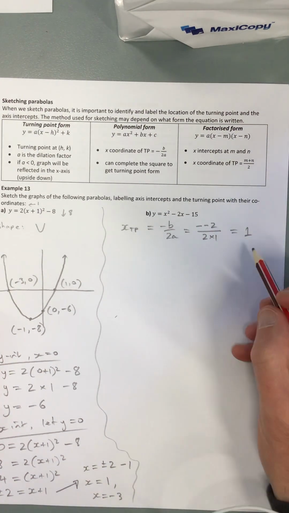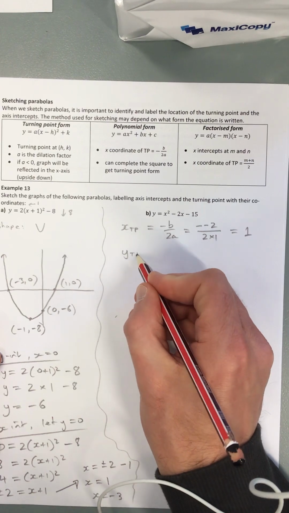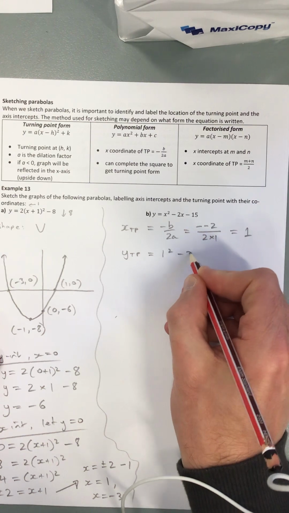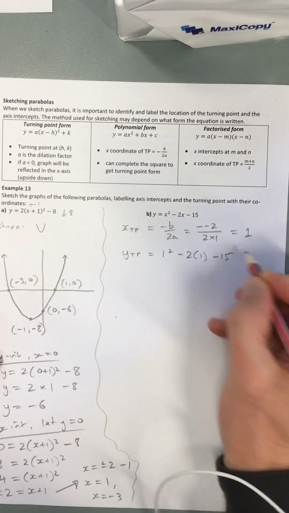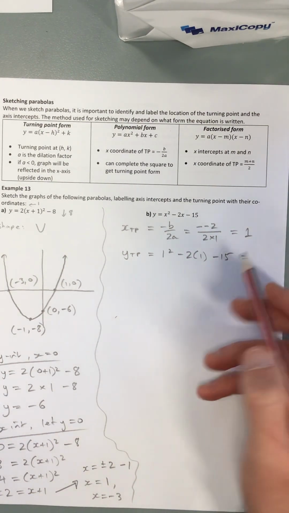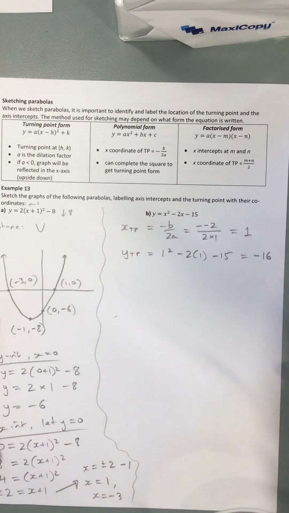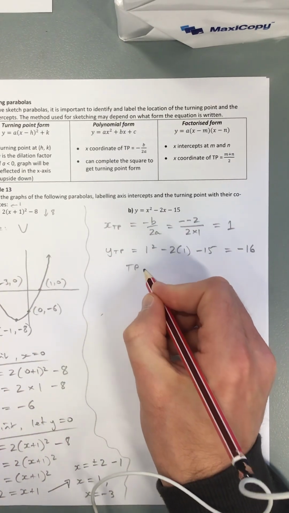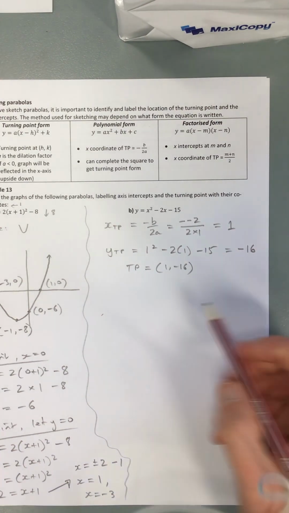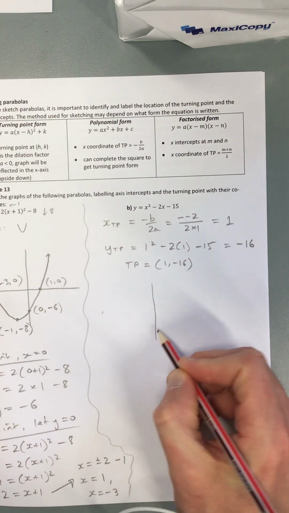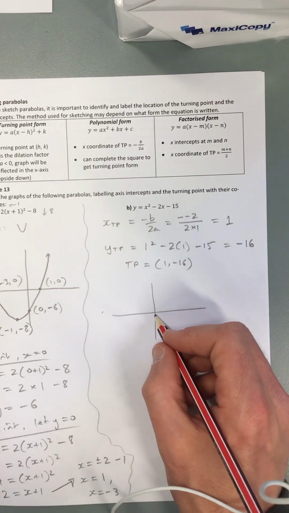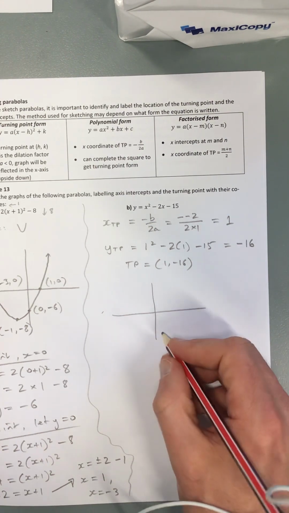And of course, if we know the x-coordinate of the turning point, then we can get the y-coordinate of the turning point by subbing that value into the equation. So 1 squared take away 2 times 1, take away 15. That will equal 1, take away 2, so -1, take away 15, -16. So we know straight away that our turning point is at 1, -16. So like we did before, we can actually start our sketch by marking in the turning point, +1, -16, we're down here.